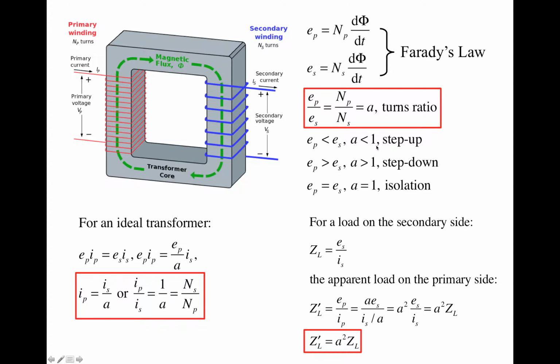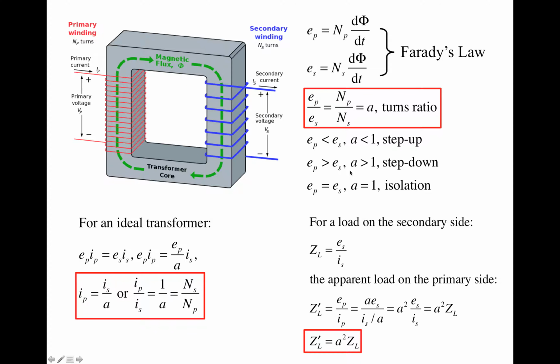When a is less than 1, which means the primary side voltage is less than the secondary side voltage, the transformer is called a step-up transformer. So the voltage on the primary side is going to be increased to a larger value on the secondary side. That's called a step-up transformer. So when a is less than 1, which means N_P is less than N_S, there are fewer turns on the primary side than on the secondary side. So it's just the opposite of the diagram that's drawn here.